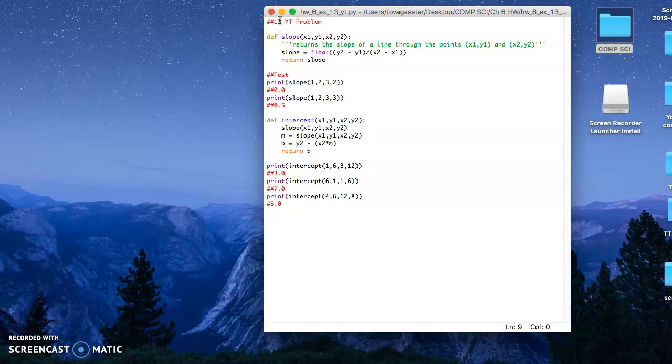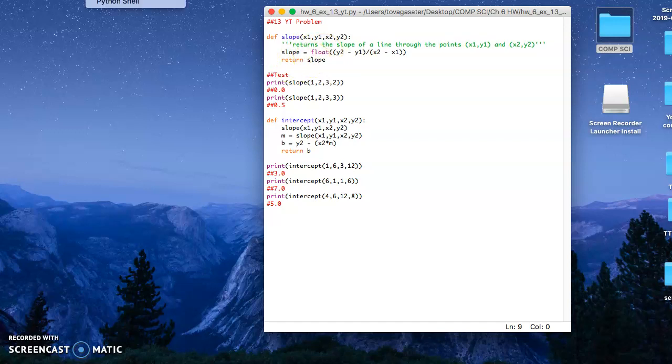So for this problem, first, I created a function to calculate the slope from 2 points, and the points are x1, y1, x2, y2. And to do that, the formula for slope is rise over run, so y2 minus y1 divided by x2 minus x1. So I defined that as slope, and I put that as a float, so it would include a decimal point, and then return slope to make the function fruitful.